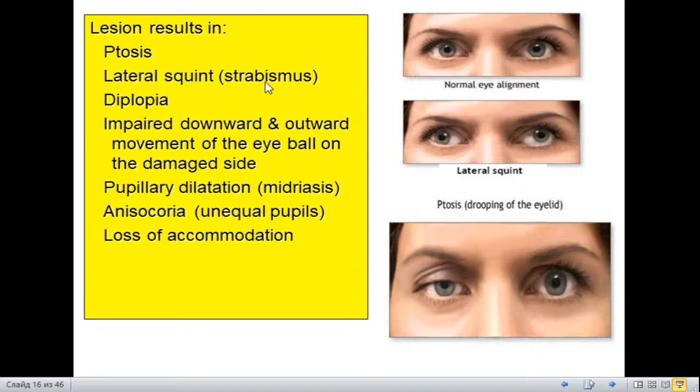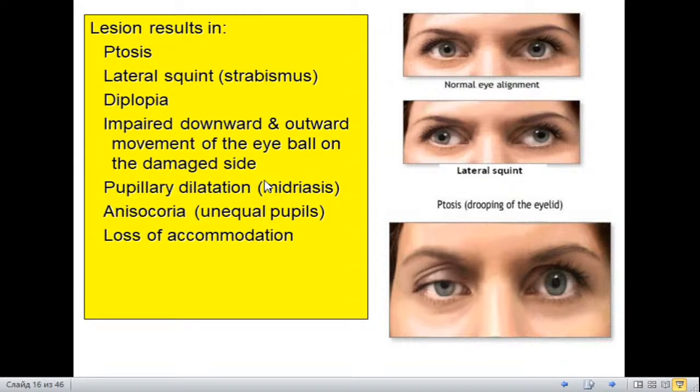And strabismus, if it is a unilateral lesion, leads to diplopia, or double vision, because in such a case the patient can't focus both eyes on one object. It results in diplopia. Then, besides that, of course, movements of the eyeball will be disturbed.